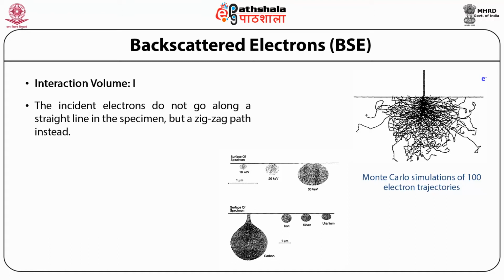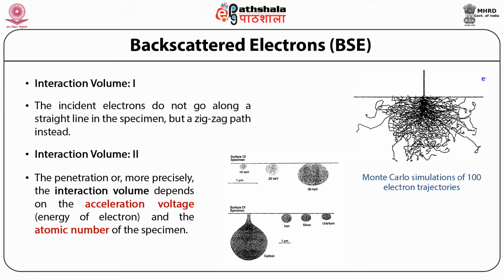Now on the right hand side, we have interaction volume 2, that is the penetration, or more precisely the interaction volume, which depends on the acceleration voltage, which means the energy of the electron, and the atomic number of the specimen. So here you can see how the interaction volume in the specimen varies with the energy of the electron.